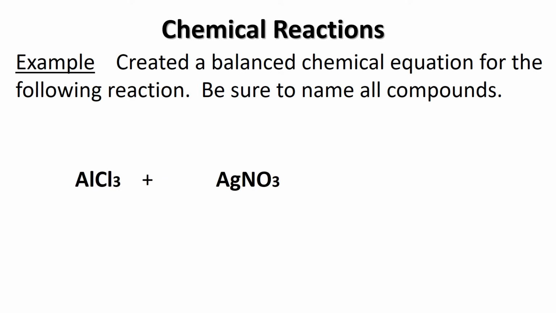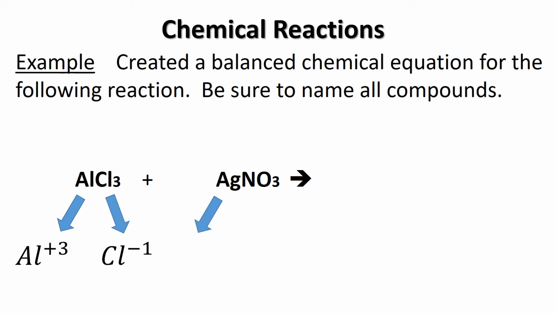Let's try another one here. This one is going to be between aluminum chloride and silver nitrate. And to dissect this one, once again, like we did with the last one, our first compound is made up of an aluminum that has a +3 charge and chlorines that have -1 charges. We've got silvers that are +1 and nitrates that are -1.